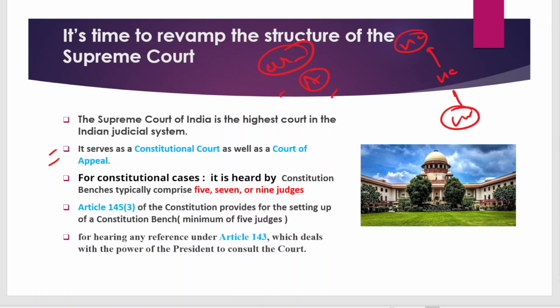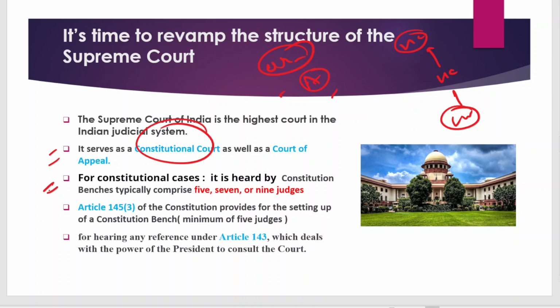So this is not a good thing. So to resolve this issue, what needs to be done? There is a suggestion to separate the bench that deals with the constitutional case from the one that deals with the non-constitutional case. When we segregate, the Supreme Court can easily deal with the constitutional case, and this will increase the efficiency and reduce the burden of pendency. Okay, so that's the first suggestion.